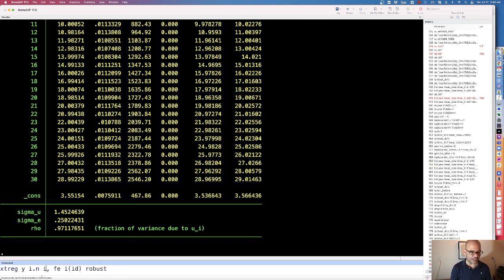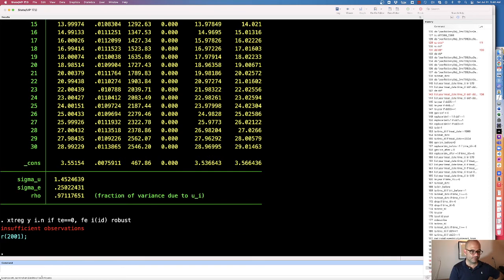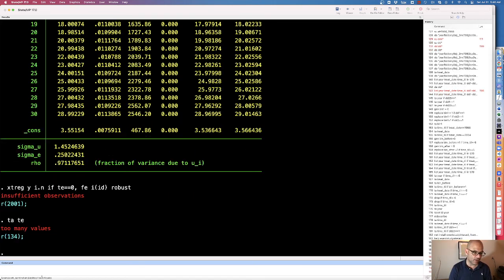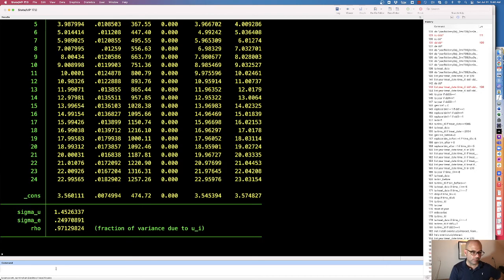Okay, so I've got to run the regression on the treat equals 0 group. Oh, I don't have any. I've got to do it for the never treated and for the not yet treated. I thought I had TE. Oh, treat. Sorry. Okay, so I get this regression.